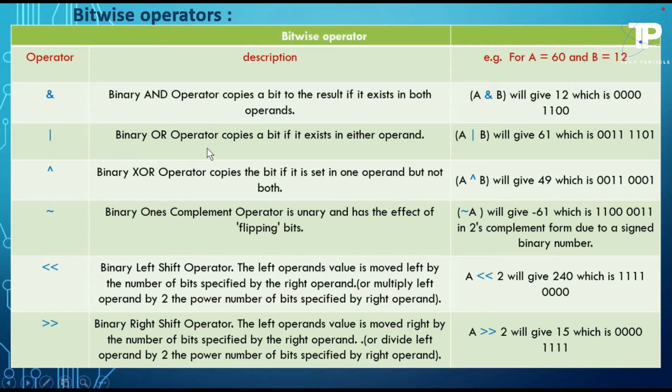Binary OR operator. It mainly copies a bit if it exists in either of the operands. Means if 1 and 0 come, it will give 1. If 0 and 1 come, it will also give 1, and when 1 and 1 come, it will also give 1, and when 0 and 0 come, it will give 0.